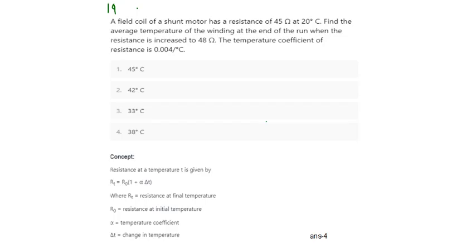Here alpha equals 0.004 per degree centigrade. Initial resistance is 45 ohm, final is 48 ohm, initial temperature is 20 degrees. We need to find the final temperature, given the final resistance, initial resistance, alpha and delta T. So the answer will be 38 degrees centigrade.